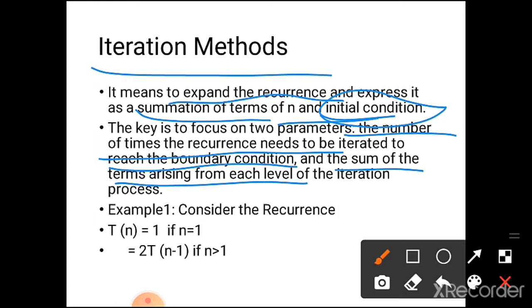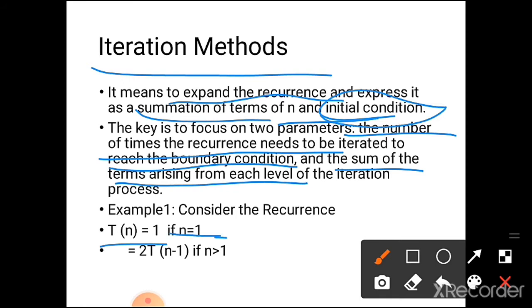Then during this iteration process we will get the summation term. At each step we will get a summation term. So the sum of the terms arising from each level of the iteration process is also something we need to consider. Then, an example of a recurrence relation: t of n is equal to 1 if n is equal to 1.